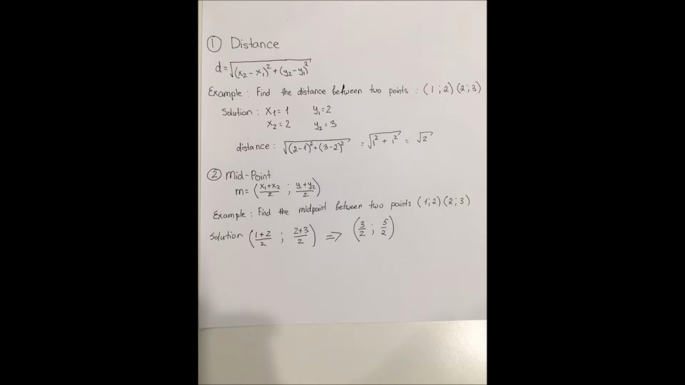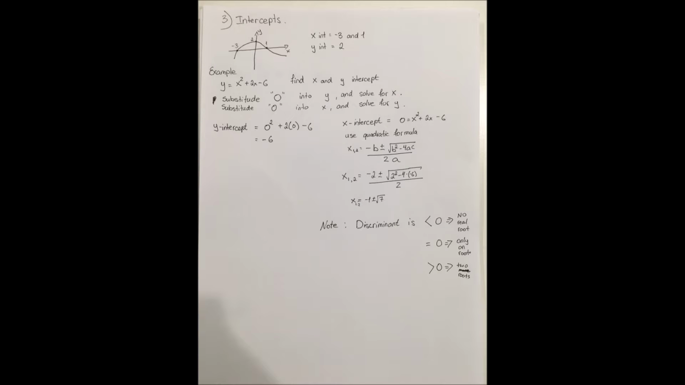Let's move on to the intercept. Intercept is the point where the graph crosses the x-axis and y-axis. From the graph, you can see that the graph crosses the x-axis at -3 and 1, and it crosses the y-axis at 2. So it means the x-intercepts are -3 and 1, and the y-intercept is 2.